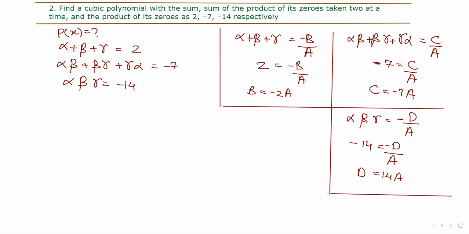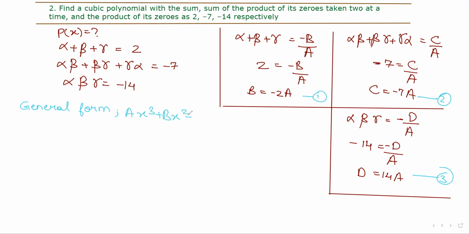So these are the three equations that you got: 1, 2, and 3. We know that the general form of a cubic polynomial is written as ax cubed plus bx squared plus cx plus d. Here all the three values b, c and d are dependent on a. So we assume that a is equal to some constant. We can have a variable or a constant, and using a small k, we can hold any value.